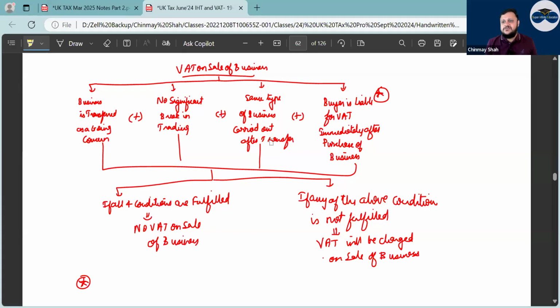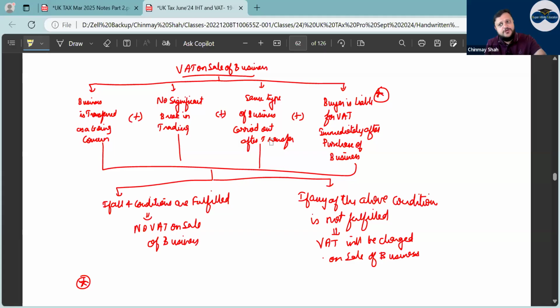So when I say going concern, the business should be continued. A break of 1 or 2 years is not allowed; 1 month, 2 months is okay. The same type of business should be carried out. That means before it was, let's say, a trading business of some metal, afterwards also the same business should be carried out. And the buyer, the old as well as the new person, should be liable for VAT, right?